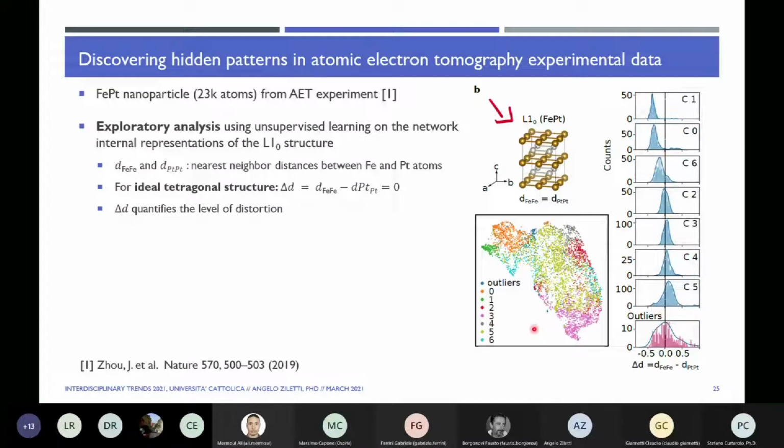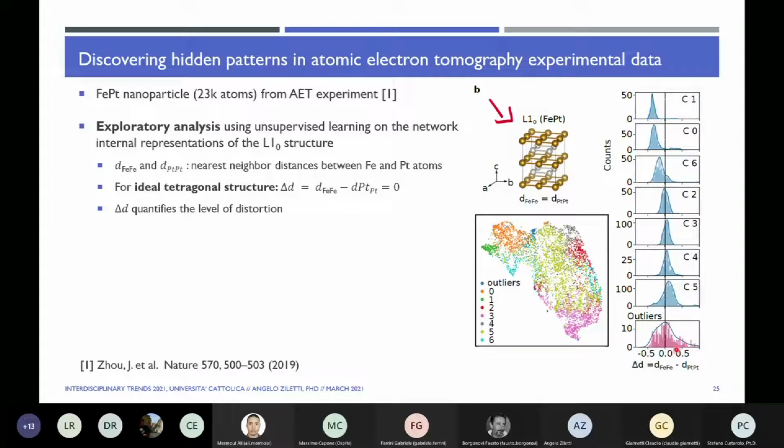What we did then is ask, why are these clusters found by the network? Because it's not apparent, we really didn't know why. So we plotted the difference in distance between the Fe and the Pt atoms. And you see that when you take the average and look at the counts, the different clusters found by the network really have a different delta D, which is different from 0. And you will see that the prediction within the cluster, so the histogram within the cluster, is thicker.